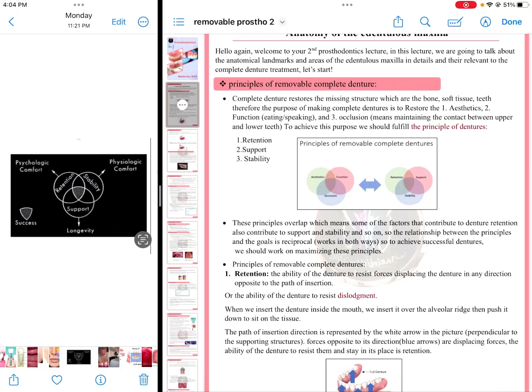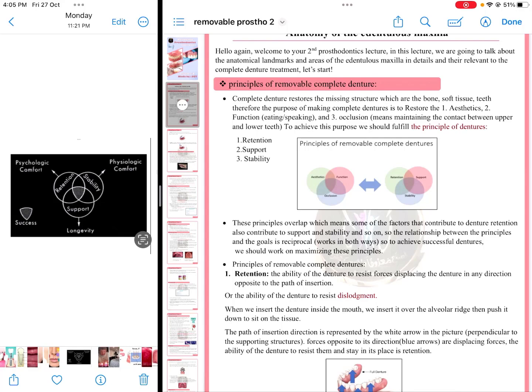تمام. المهم, so now the complete denture, as we said in the last lecture, in this semester we are focusing on complete denture, removable complete denture of course, and it restores the missing structures which are bone, soft tissue and teeth. And we said that when we say removable, we know that the removable prosthesis replaces not only the teeth but also the surrounding structures, right? Come on.